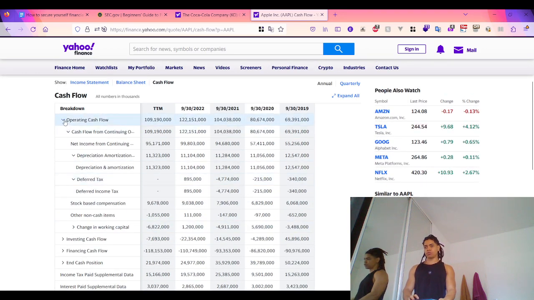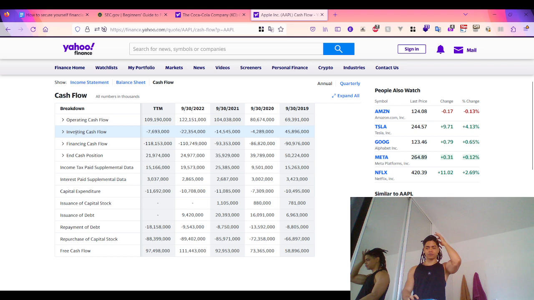So the second part of the cash flow statement is the investing cash flow. This is the cash flow from investing activities that generally involves the purchase and sale of long-term assets, intangible assets, goodwill, property, plant and equipment, leasehold improvements, that kind of thing.